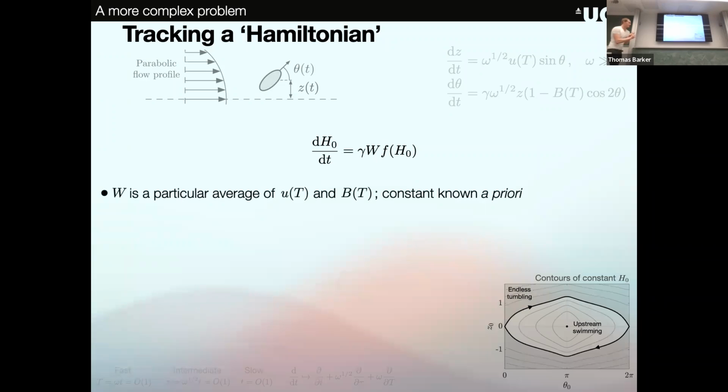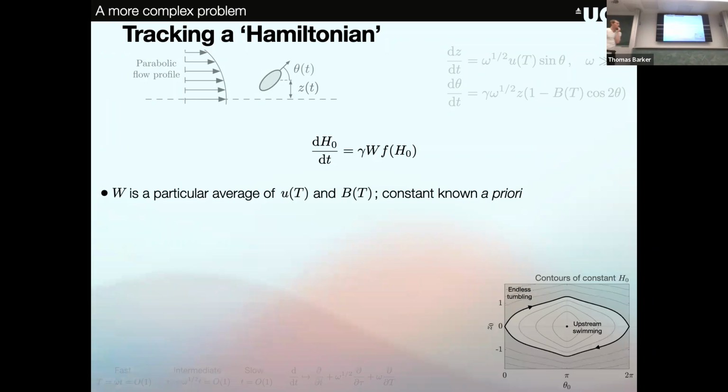Okay, there's two nice things about this. One is that w has appeared, and this is just some average of u and b. It's not just the average of u times b; there's some sort of annoying shift in there. But it's a constant that we can work out from our experimental data, be it real or in silico. So we know what w is before we start off the analysis.